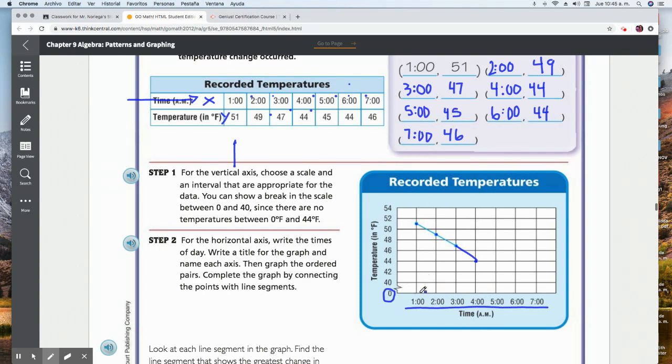So with my pencil, I'm going to put it where it's 5 o'clock. It says 5 o'clock in the morning. And then I'm going to go where it's 45. Okay, I don't see a 45 here, but I already know that 45 is between 44 and 46. So my point would be in the middle of these 2 lines right here. So I'm going to put my point right there, and then I'm going to use a line segment and connect it. Okay, then I'm going to see what the temperature was for 6 o'clock in the morning.